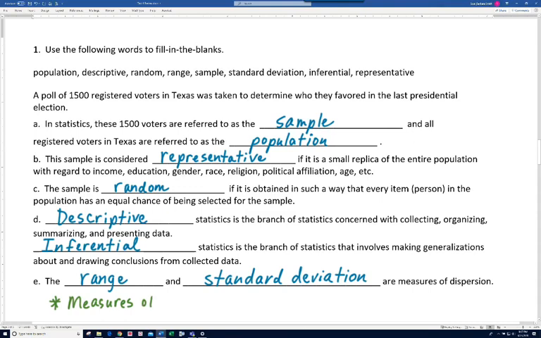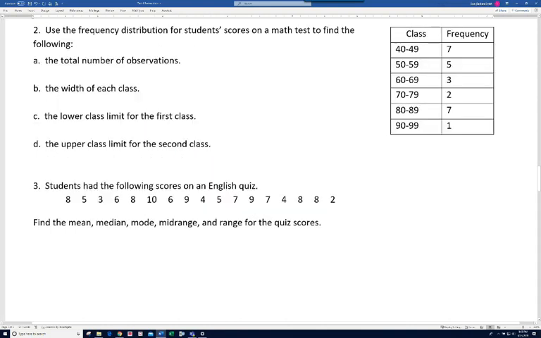In letter E, the range and the standard deviation are measures of dispersion. Remember, measures of dispersion tell us how spread out the data is. All right, let's move on to the next slide. It says here, use the frequency distribution for students' scores on a math test to find the following. So this is a grouped frequency distribution table, and we have classes here, and the frequency in each class.